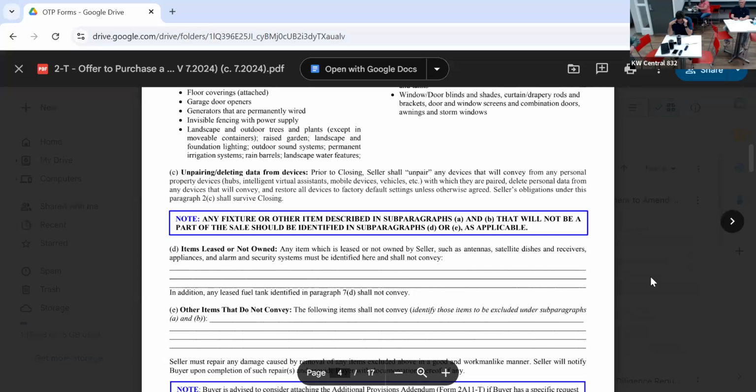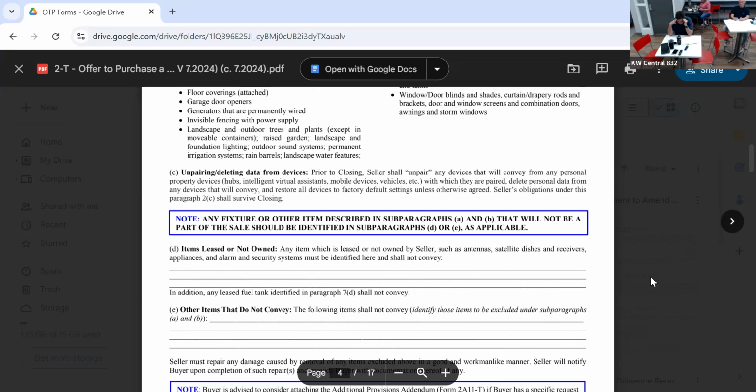Unpairing and deleting data from devices. So this is just a notice that the seller will unpair any paired devices by the time of closing. And it survives closing as well.